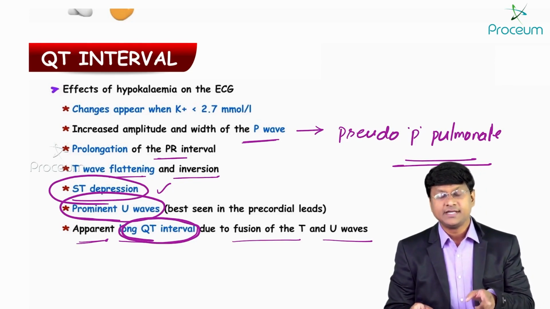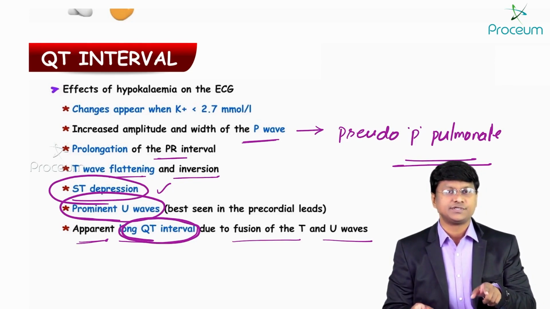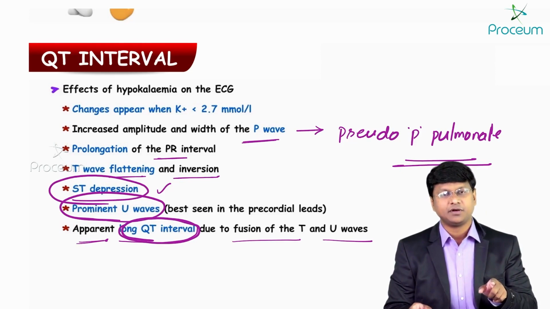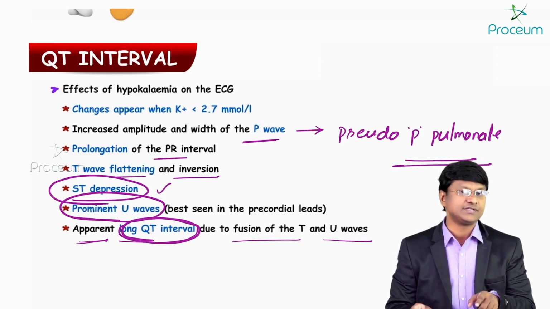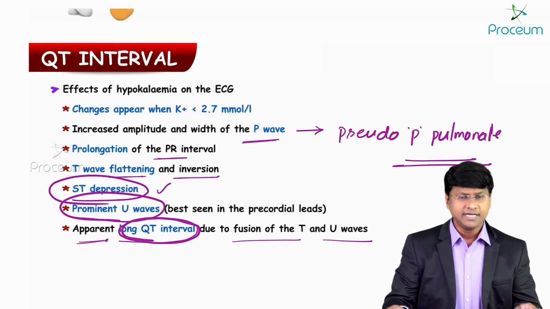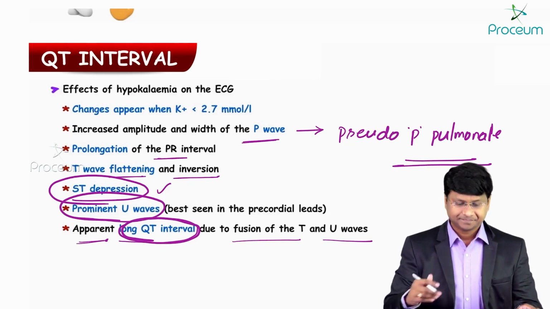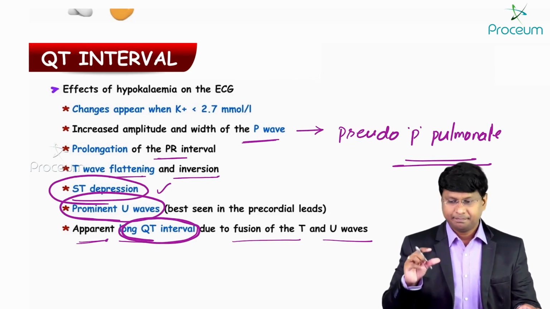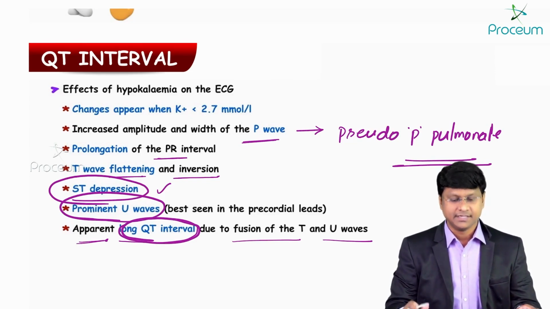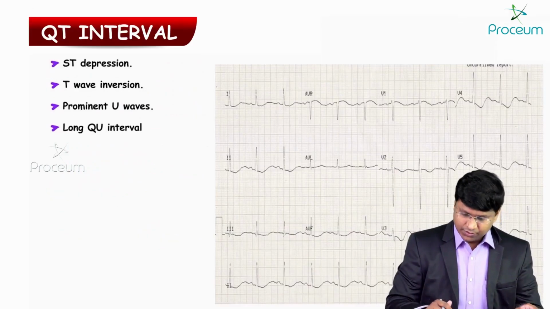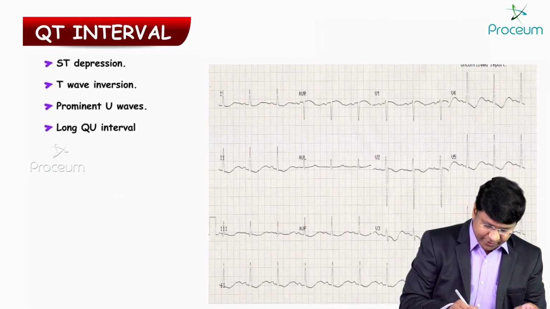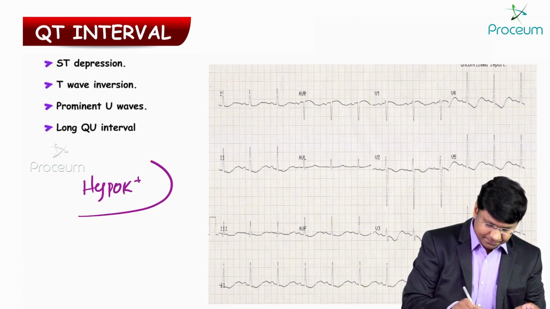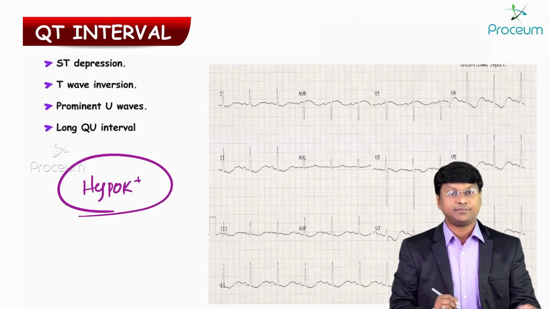So in hypokalemia, apart from QT interval prolongation, the PR interval will be prolonged, the ST segment will be depressed, the T wave will be flat or inverted, there will be appearance of the U wave, and the amplitude of the P wave will be peaked. That is called pseudo-P-pulmonale. Let me show you an ECG with all these changes. So this is the ECG of hypokalemia.